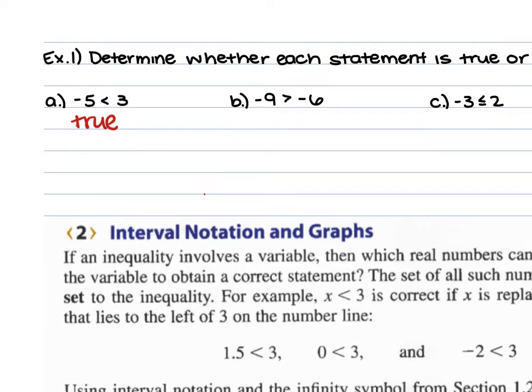For B, we have -9 is greater than -6. You got to remember with your negative numbers, the number that is further away from 0 is less than. So that -9 is further away from 0 than the -6. This would be false. The -6 is greater than -9.